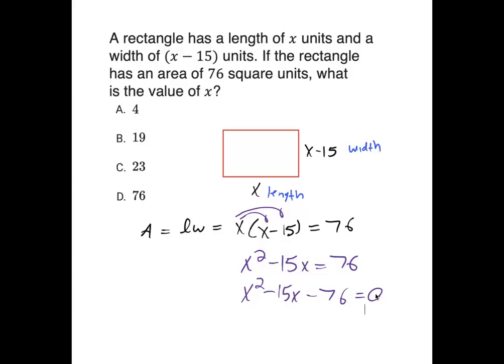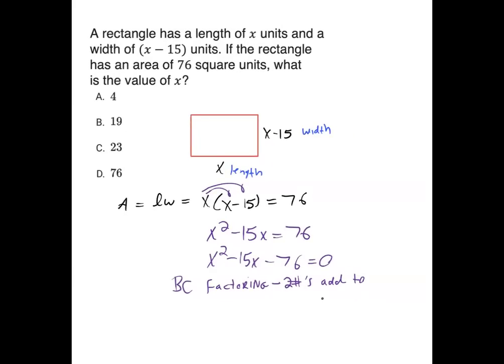And now we're in a BC factoring situation because in our ax squared plus bx plus c quadratic, we have numbers in the b and the c spot, but not in the a spot. So for BC factoring, you need two numbers that add to b and multiply to c. So our two numbers are going to have to add to negative 15 and multiply to negative 76.